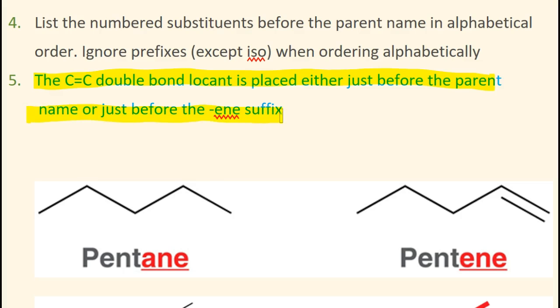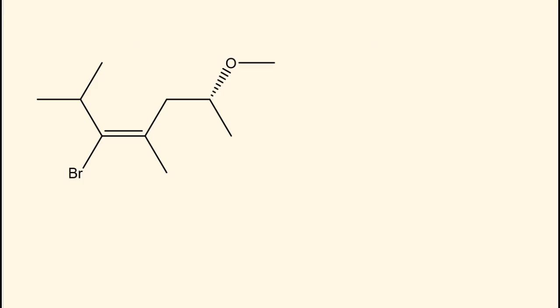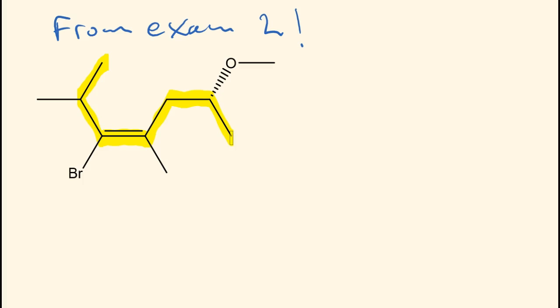Okay, so let's do an example. So here we go. This compound is from exam 2. And we're going to name it, but we're going to ignore stereochemistry for now. So first, we need to pick out the parent chain. That's the longest carbon-carbon chain that includes the double bond. And there we go.